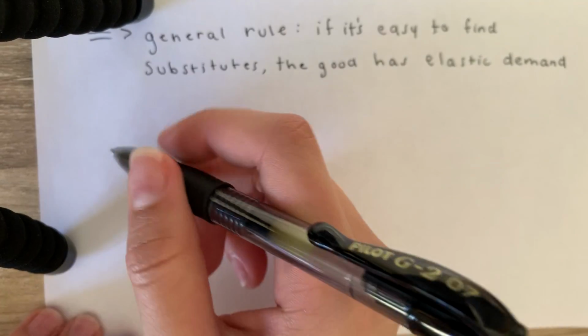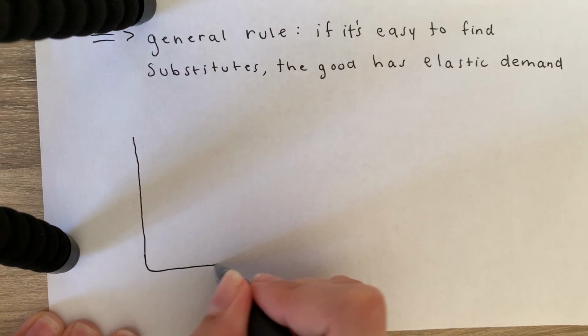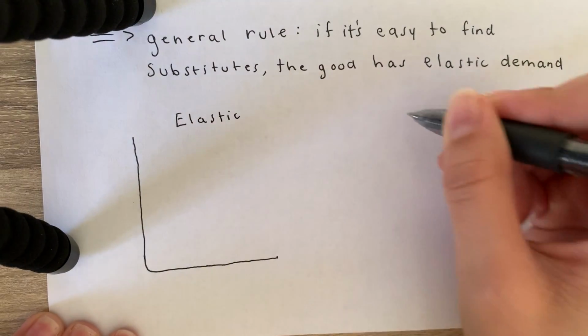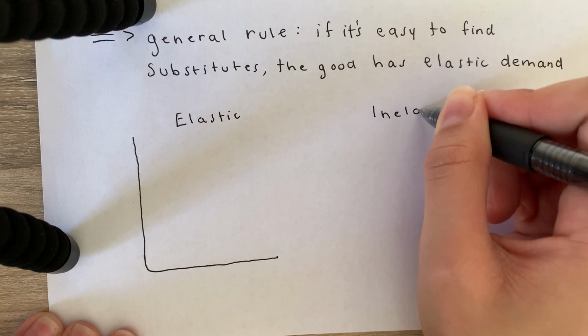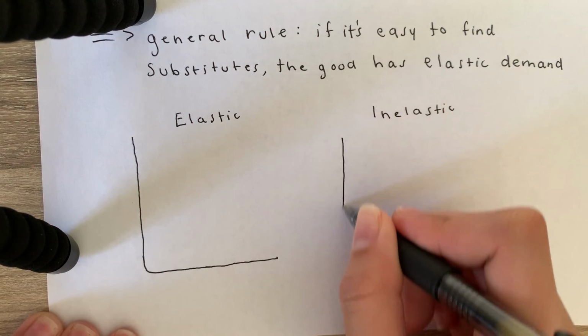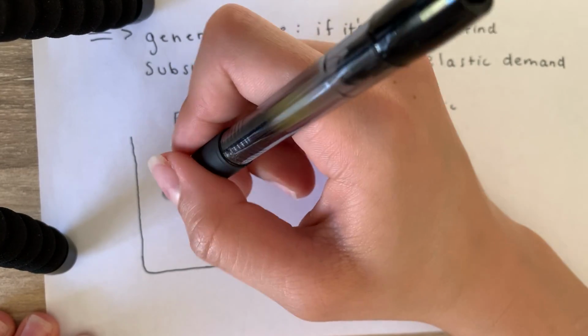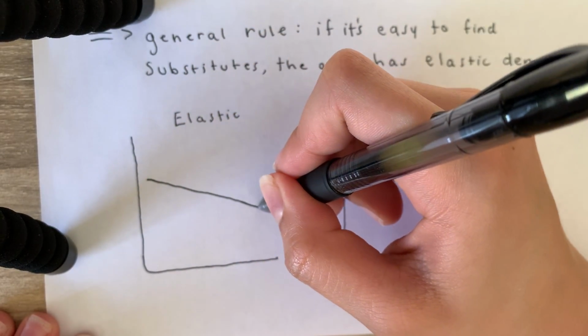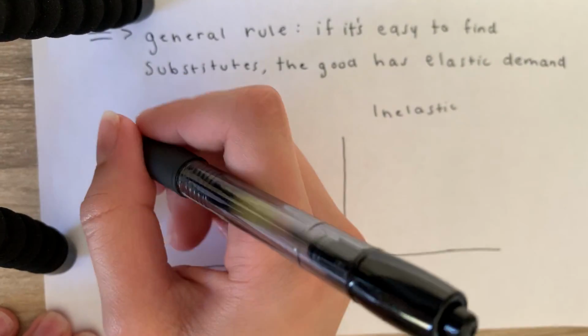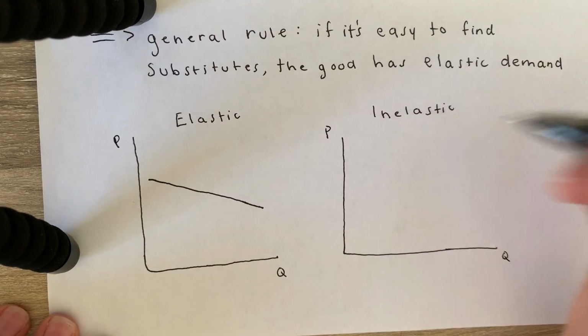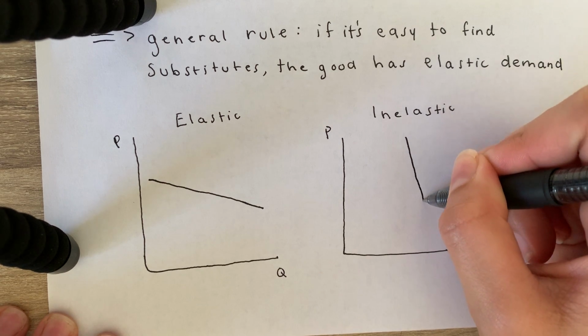So let's draw my elastic demand. I'm also going to have my inelastic demand right here, side by side, so you can see. When a good has elastic demand, our elastic demand curve is a lot flatter. So it's kind of like this. Actually, let me label P and Q so it's more clear. Whereas inelastic demand is more vertical, so we have something like this.